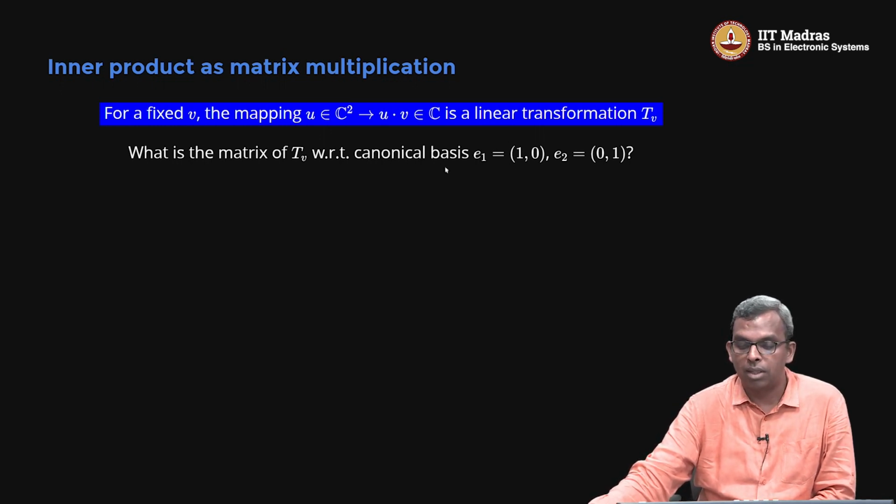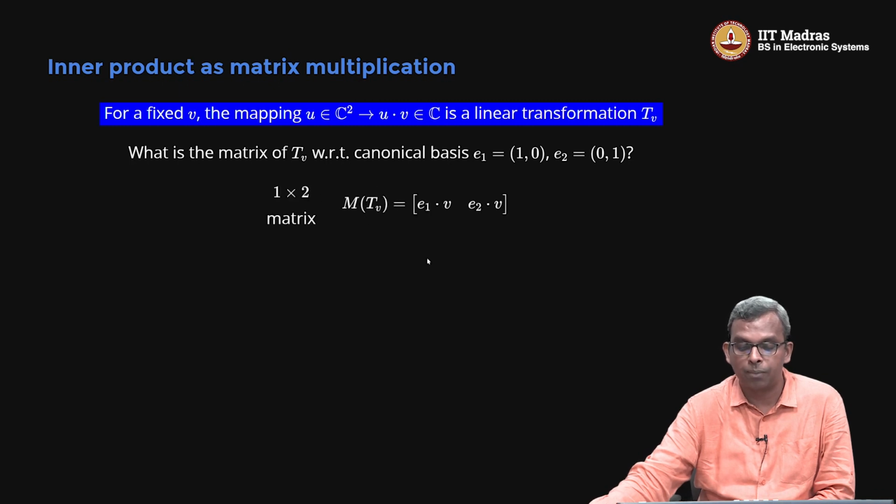So, if e1 is 1, 0, what happens? If e2 is 0, 1, what happens? This will define the canonical basis. The output is just a single number, so it will be a 1 cross 2 matrix. In the 1 cross 2 matrix M of T_v, the first entry is the output when e1 is the input, and that is e1 dot v.